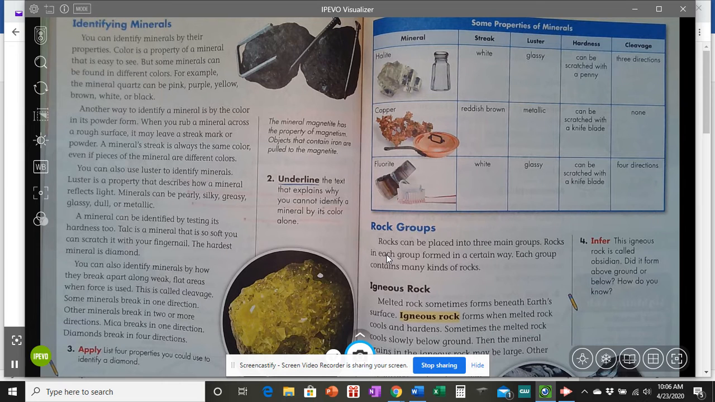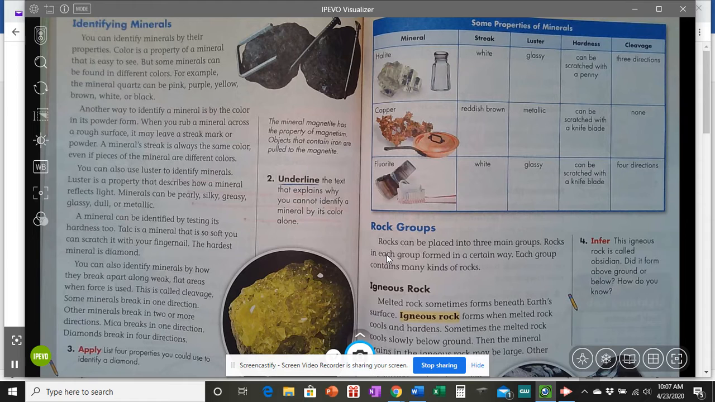You can also use luster to identify minerals. Luster is a property that describes how a mineral reflects light. Minerals can be pearly, silky, greasy, glassy, dull, or metallic. A mineral can be identified by testing its hardness too. Talc is a mineral that is so soft you can scratch it with your fingernail. The hardest mineral is diamond.